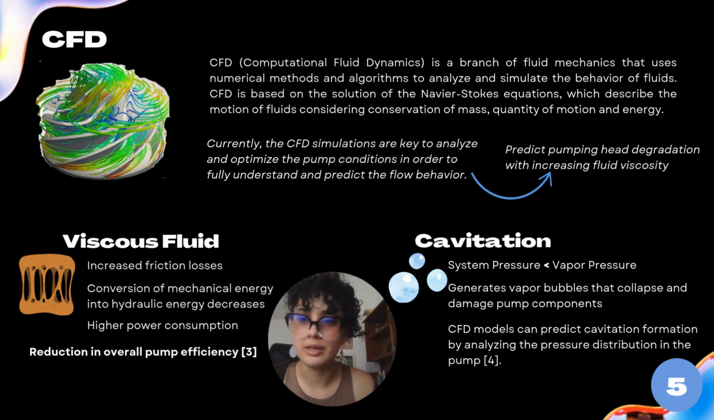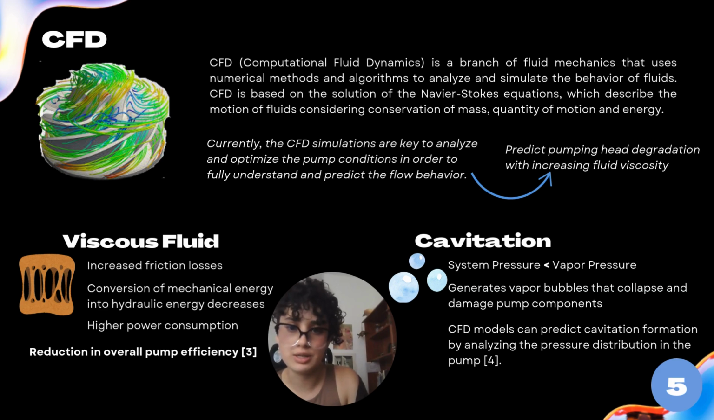What is CFD? Computational fluid dynamics is a branch of fluid mechanics that uses numerical methods and algorithms to analyze and simulate the behavior of fluids. However, the accuracy of these models depends on the correct selection of a turbulence model, refined meshes, and the implementation of realistic boundary conditions. The more viscous the fluid, the higher the friction loss, which reduces the overall pump efficiency.